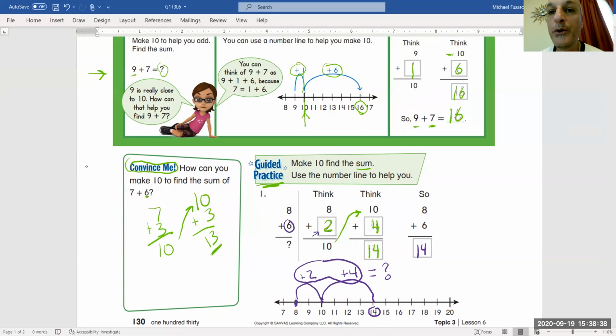So we're using 2 to get to 10. Our job first always is to get to 10. How many steps we need to get to 10? And then we add the leftovers to get to our final answer, okay? Which is 14.